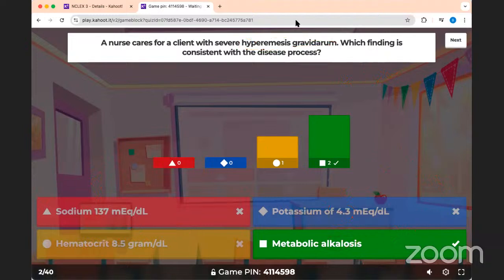Like I said, I'm just giving you straightforward concept design for maternity that you're supposed to know. So you see metabolic alkalosis.